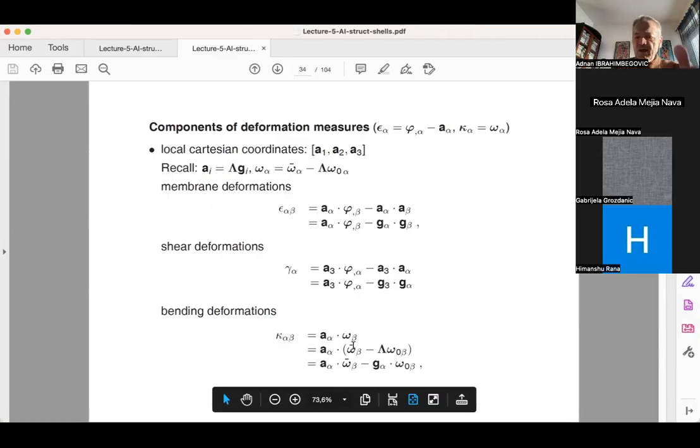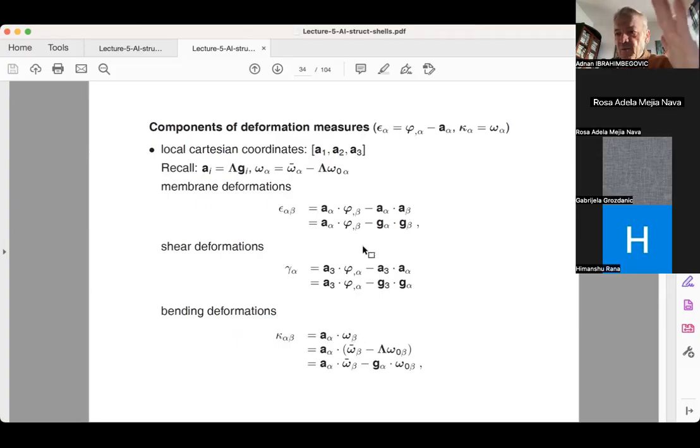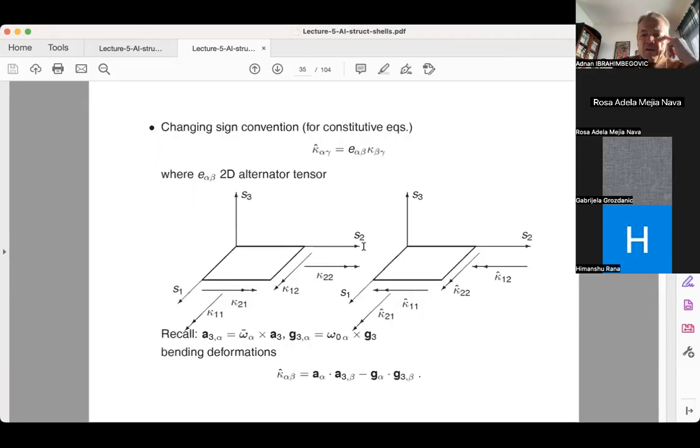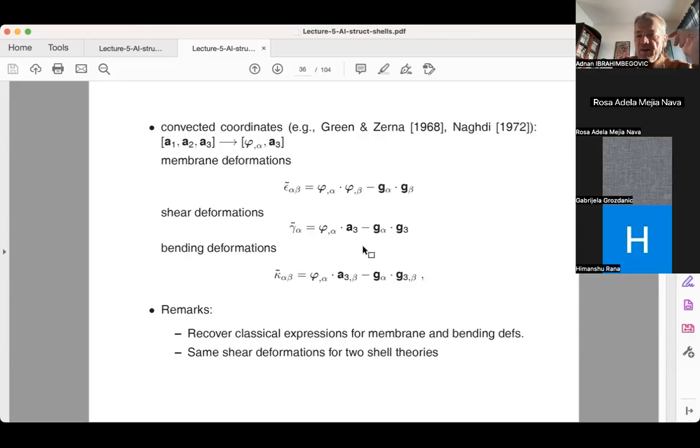This is the rate of your rotation tensor. This is the positioning of vectors in the deformed configuration, where one, let's say, is not perpendicular to the shell, but goes along the fiber. And basically, the key point is that this is not the same as the classical work on shell theory.